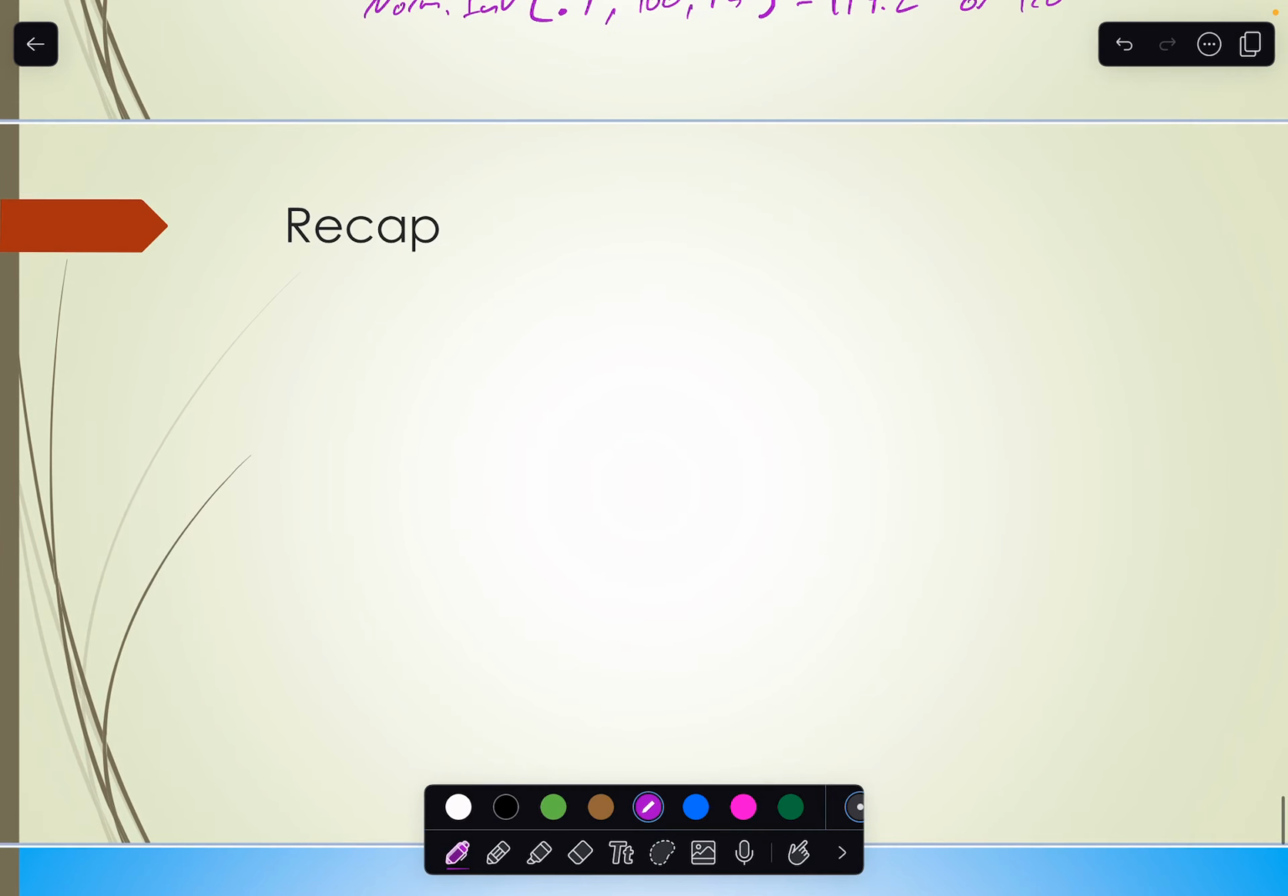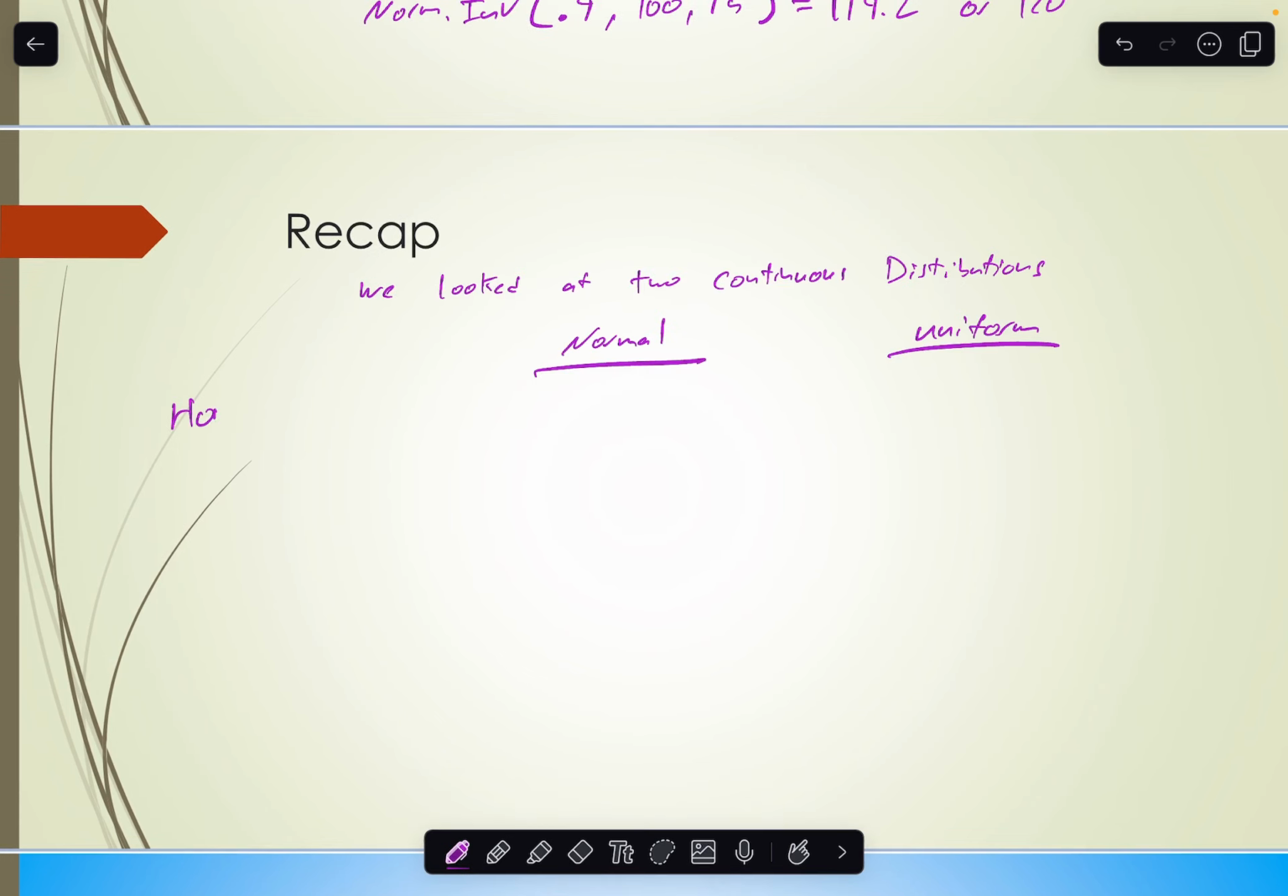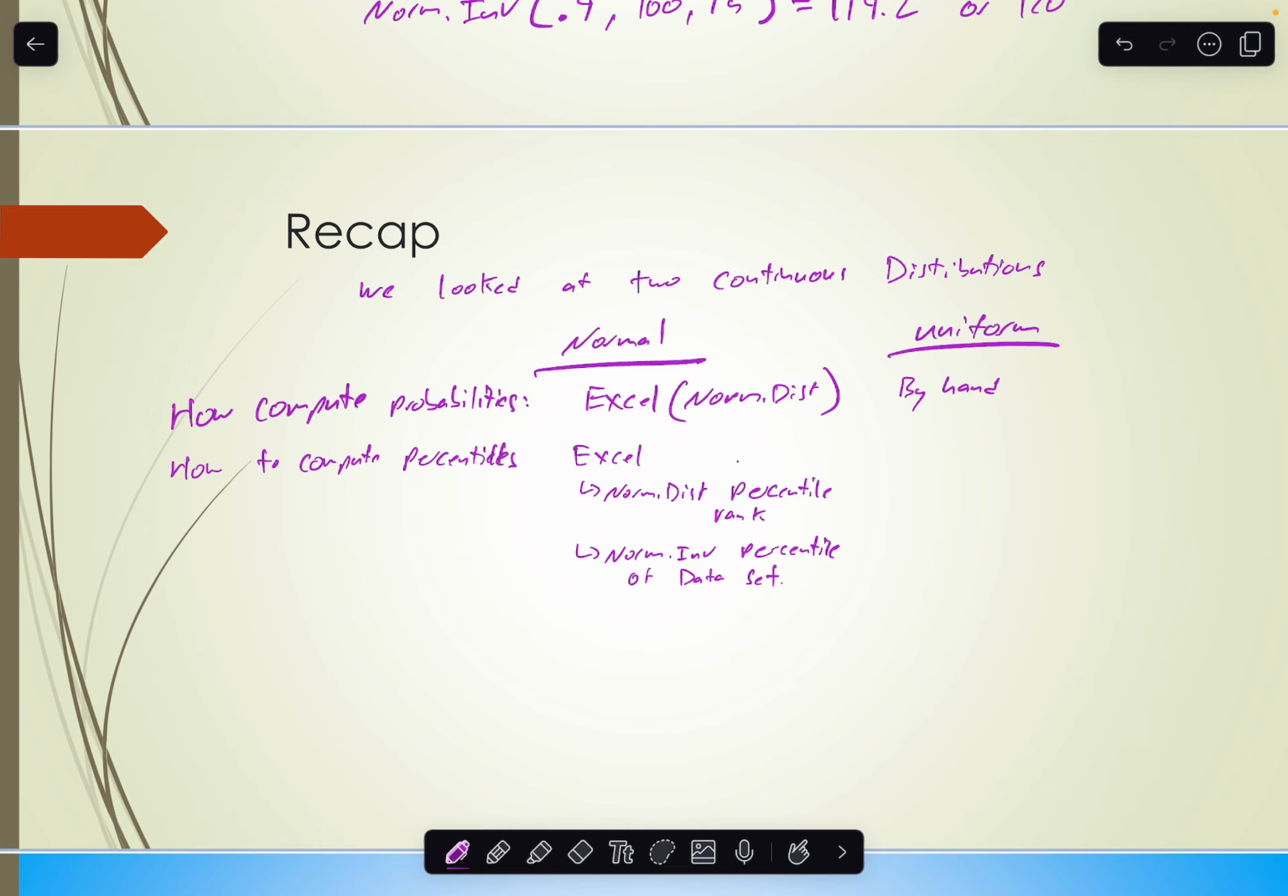Okay, now, as for a recap here, we looked at 2 distributions. We looked at how to compute the probabilities. For the normal distribution, we use the Excel function norm.dist, and for the uniform distributions, we can do that by hand. We talked about how to compute percentiles. For the normal distribution, we use norm.dist to give us the percentile rank, because that would output a proportion, and the norm.inv for the percentile value from the data. Computing percentiles is fairly uncommon to do with the uniform distribution, but I think the distribution itself is simple enough that we'll be able to figure it out.